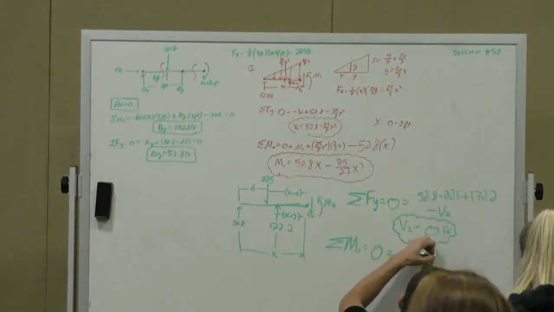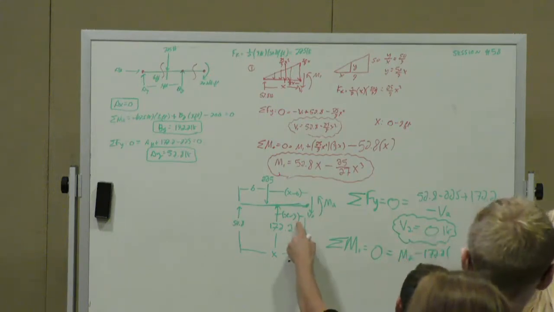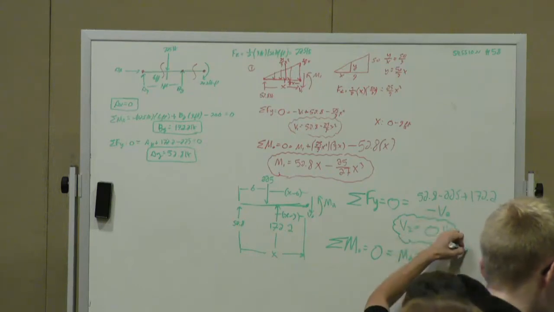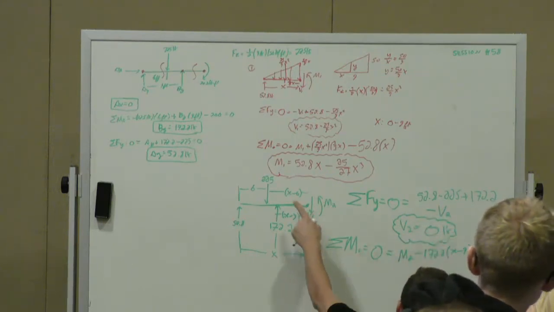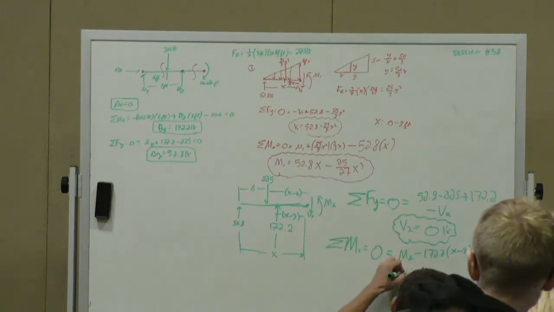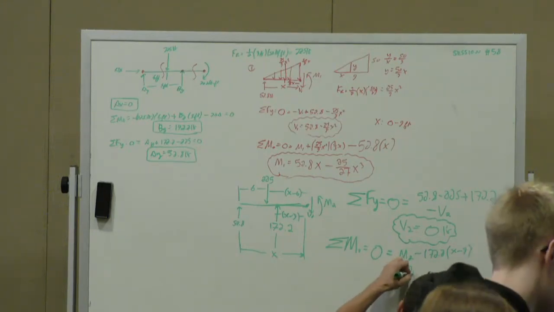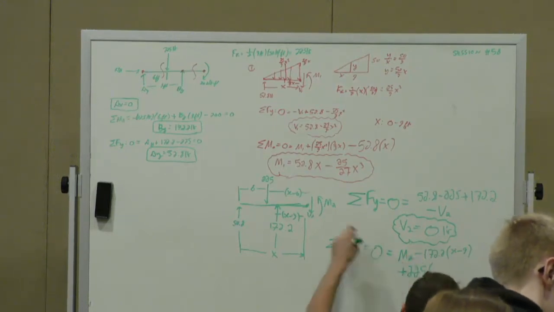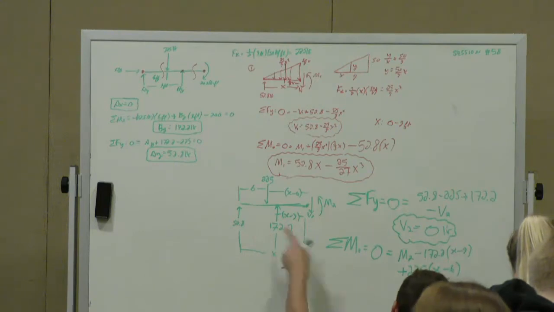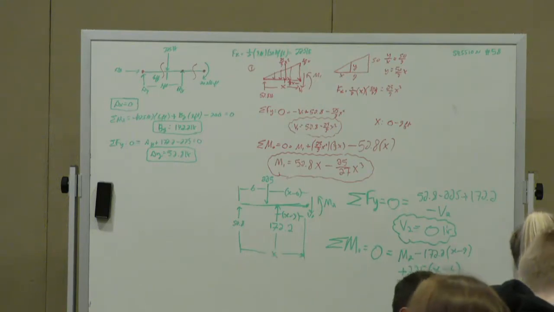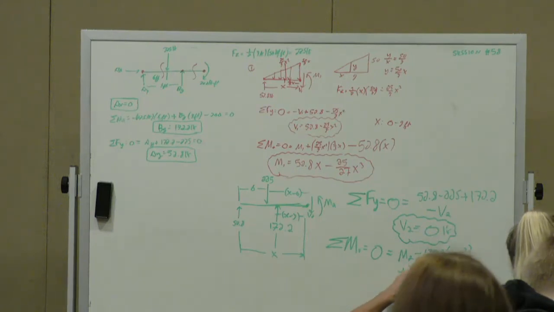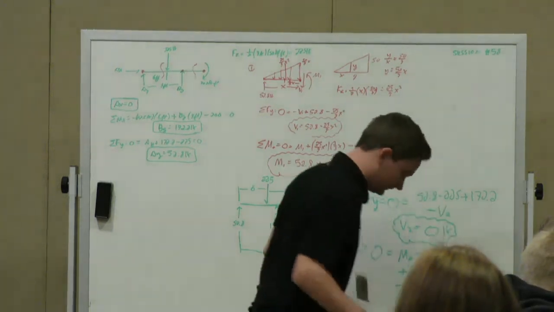So it's 172.2, and we multiply that by x minus 9. That's the distance from the cut end. And what about 225? Positive or negative moment? Positive. So we have 225 multiplied by its perpendicular distance of x minus 6. And lastly, what about 52.8? Positive or negative moment? Negative. So 52.8 multiplied by its total distance of x.